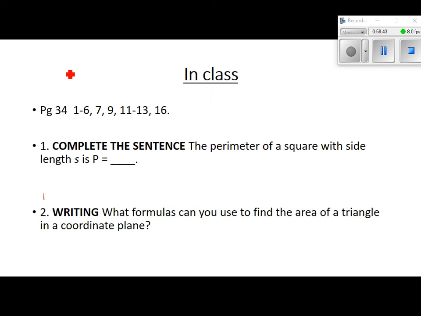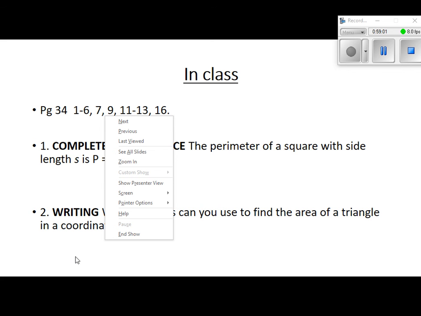Let's just do these 2 sentences here. Complete the sentence. The perimeter of a square with side length S is what? P equals what? 4S. What formulas can you use to find the area of a triangle on a coordinate plane? I just told you. Distance formula.